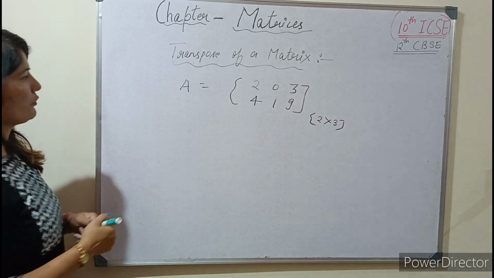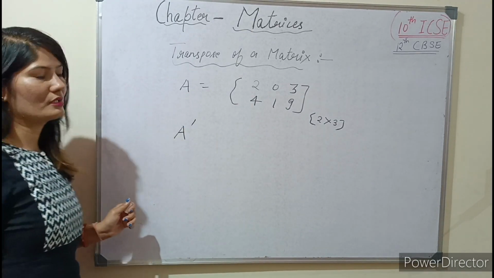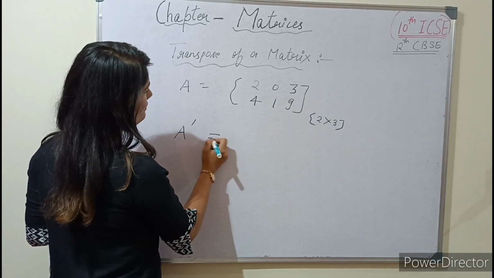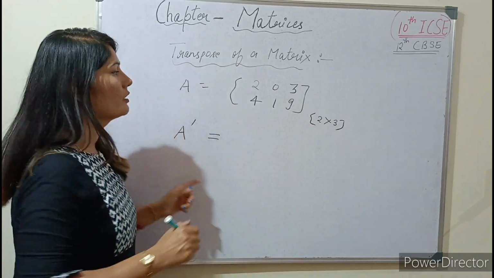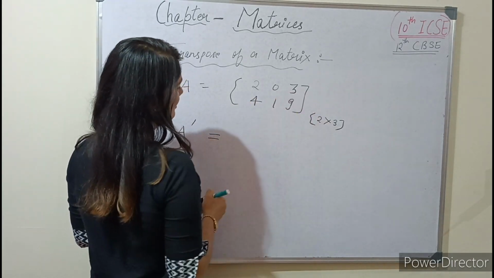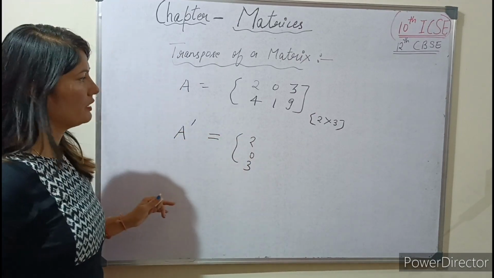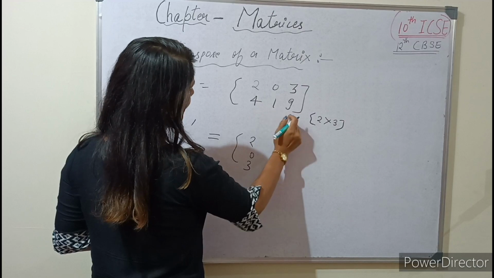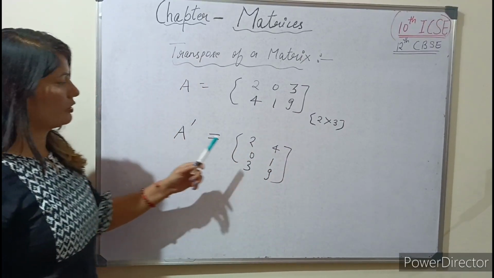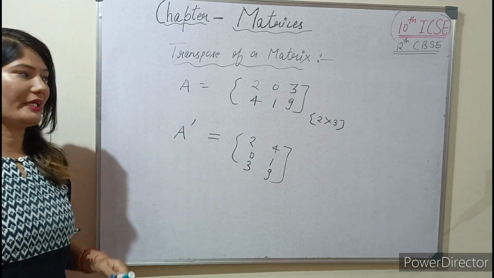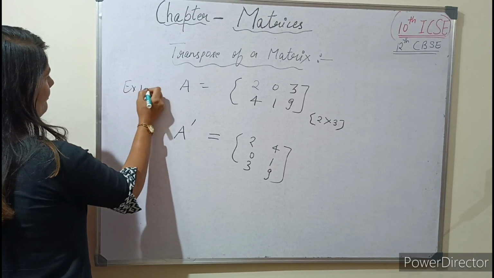Now if you have to find the transpose of this given matrix A, you will write A dash. So A dash is equal to, now in this case, just now I told you that rows and columns will be interchanged. So the row 2, 0, 3 will be interchanged into a column. So 2, 0, 3 you will write in this way, and the second row 4, 1, 9 you will write in this way. Now this is your transpose of this matrix A. This was example 1.